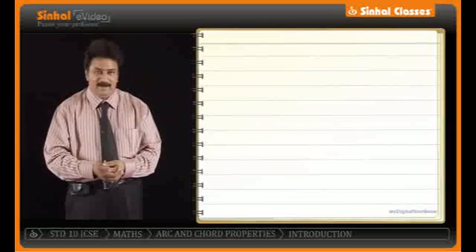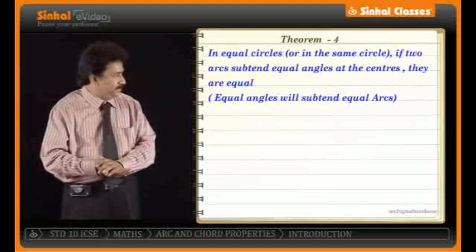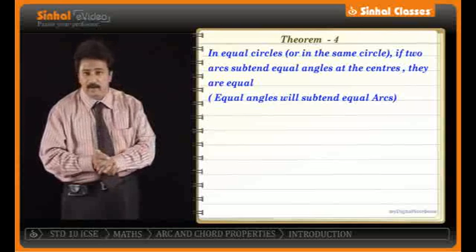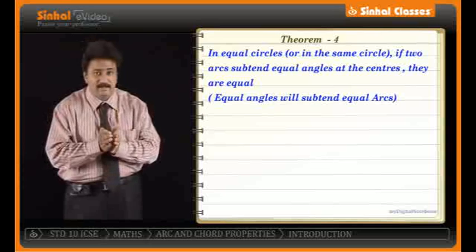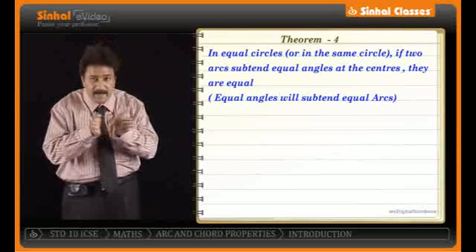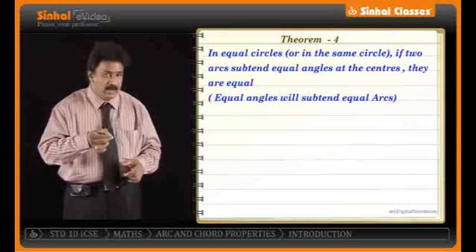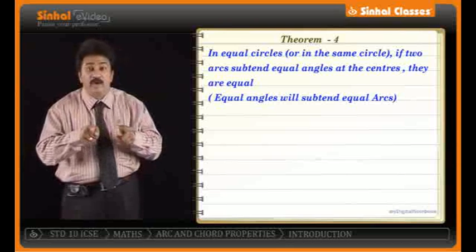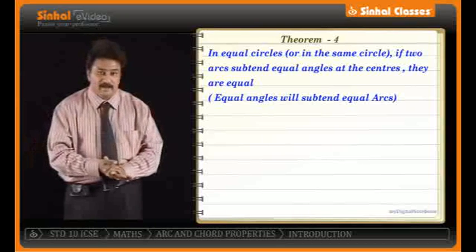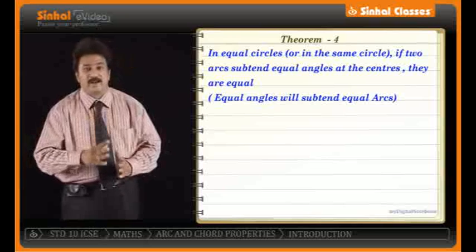Now we move on to another concept, another property of the same chapter, which says if in equal circles, that means in the same circle, two arcs subtend equal angles at the center, they are equal. In short, if there are two equal angles from the center, they will subtend what? Equal arcs. Equal angles will subtend equal arcs in the same circle. In short, equal angles from the center will give rise to equal arcs. Or the converse of this will be what? Equal arcs always subtend equal angles. I revise once again: equal arcs will give rise to equal angles on the center or on the circumference.